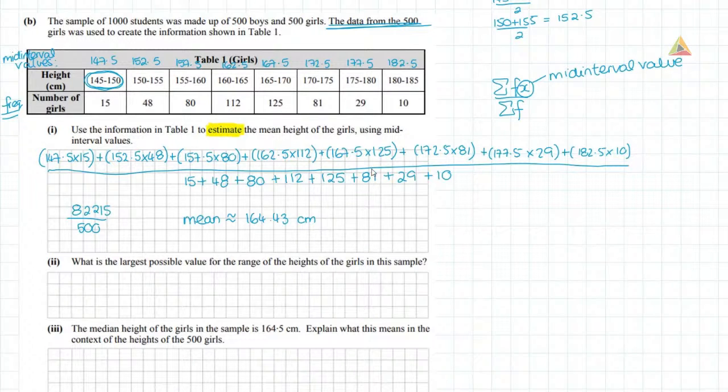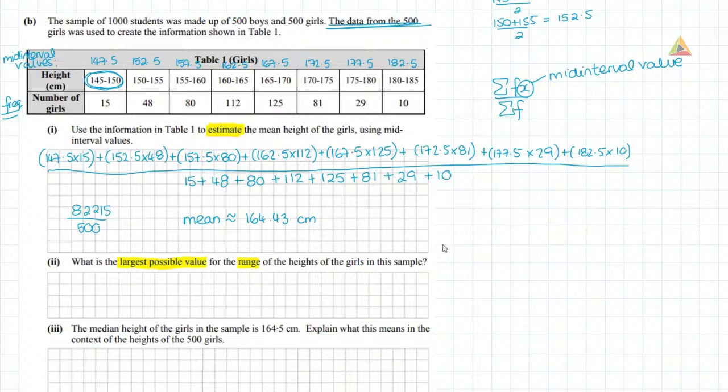So that's how we use our frequency table, and how we use the formula that goes with our frequency table. But sometimes we're not given all the data, and in that case, we use our mid-interval value. Then the next part is a little bit of a theory question because it's asking me what is the largest possible value for the range.